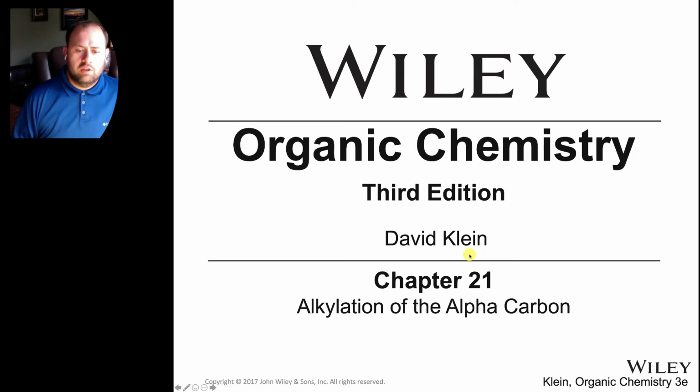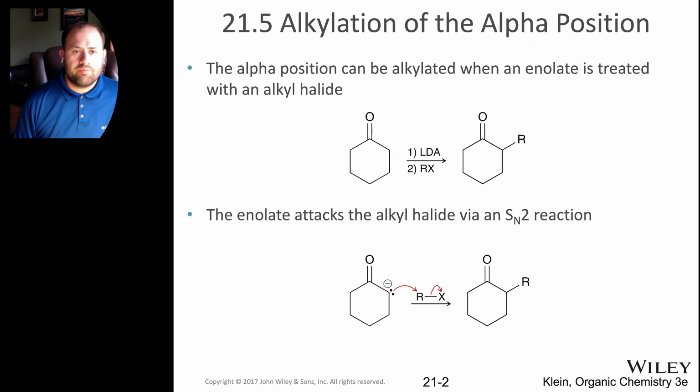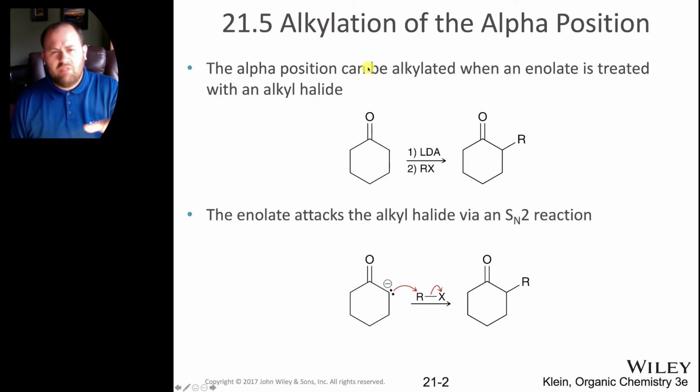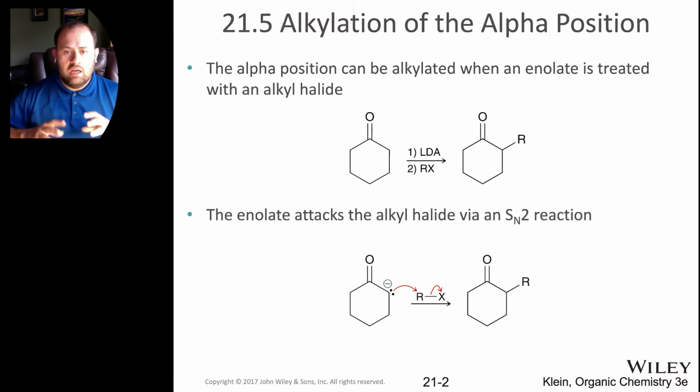Okay, so let's talk a little bit about the alkylation of the alpha carbon using this enolate chemistry. So, it's the same idea that we've been talking about throughout chapter 21, and that is that the alpha position is acidic, and so alpha carbons can have their protons deprotonated with a strong base. Now, in order to do alkylation, we really need the enolate to be completely transformed from the keto form.